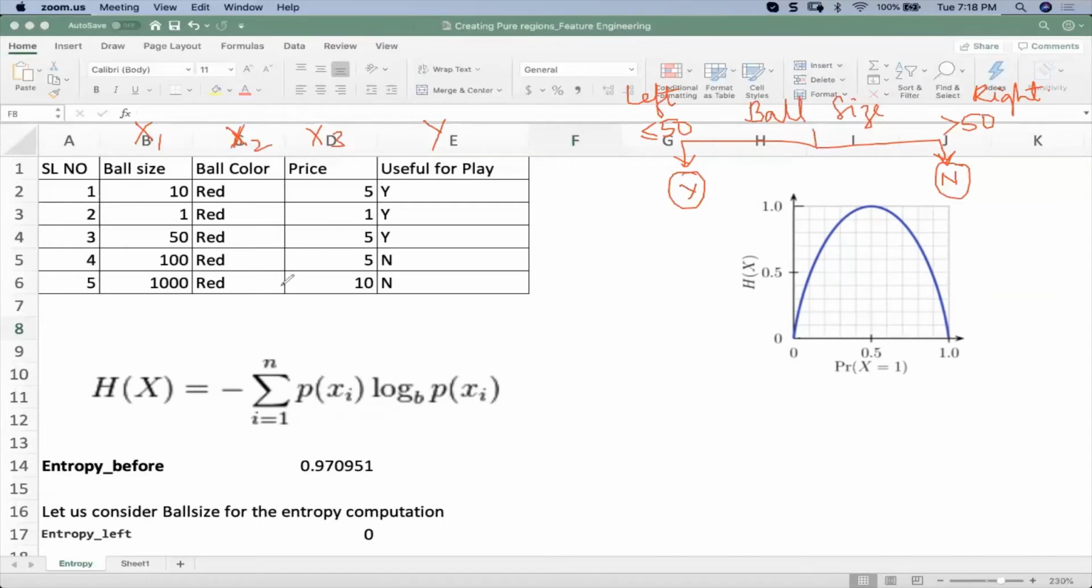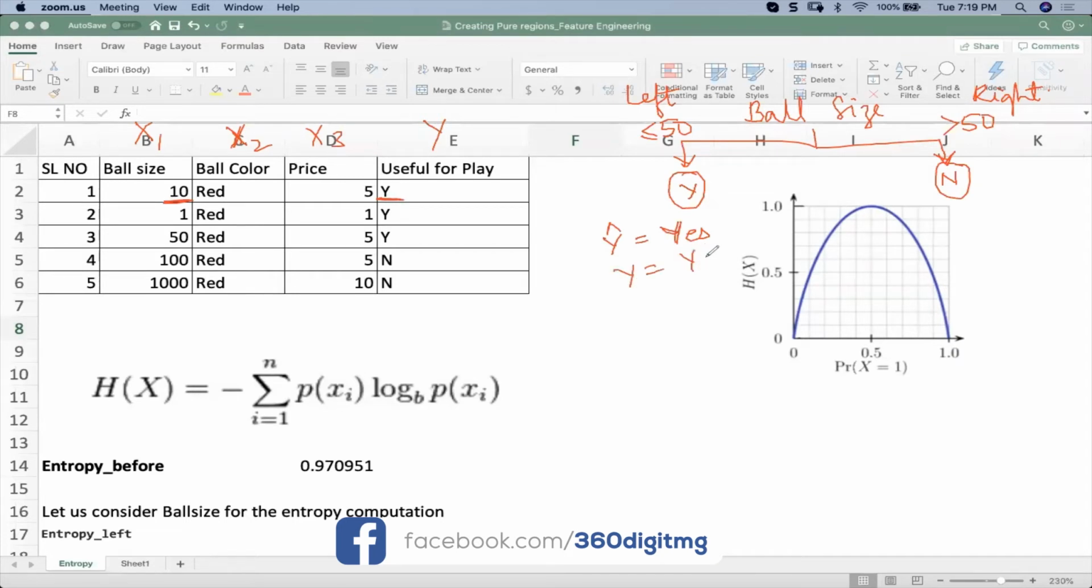Let us look at the left side. What is the actual value? 10. Ball size is 10. 10 is less than or equal to 50, right? If the ball size is less than or equal to 50, what will your decision tree predict? It will predict or classify that, yes, it will be useful for play. And what does your actual value say? Actual value also says yes. Is there a match? Yeah, there is a match when you compare.